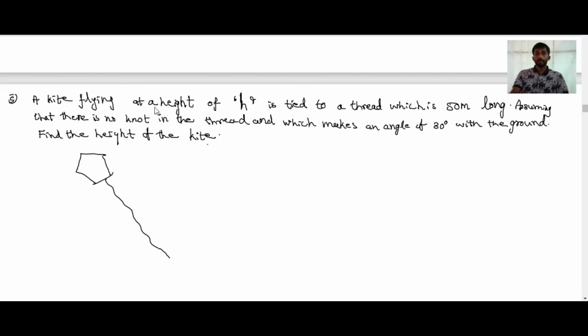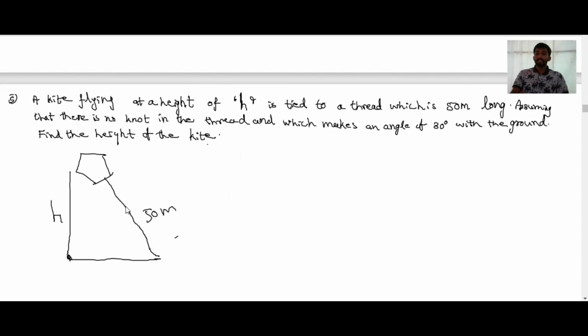Okay. A kite flying at a height of h. That means from the ground you are measuring height, right? This kite is flying at a height of h meter. It is tied to a thread which is 50 meter long. That means the length of the thread is equal to 50 meter. Assume there is no knot. Here you can see some kink is there, right? But in the question it is given that the thread is straight. There is no knot or kink in the thread.